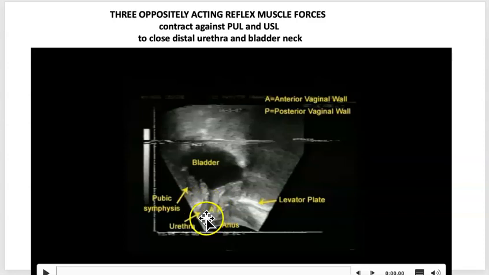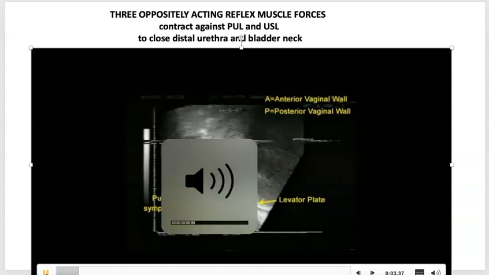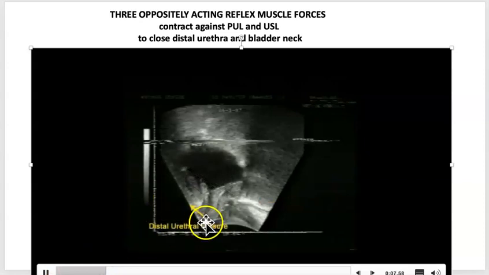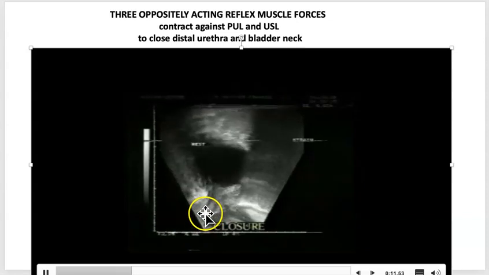All right, now I want you to watch what happens here. This is the distal urethra, and what happens here. Let's start it. This transperineal ultrasound demonstrates the three opposite directional forces. So we're going to see that forward muscle here closing off the distal urethra. Look at that. That's the pubococcygeus. It pulls against the pubourethral ligament, closes it here.